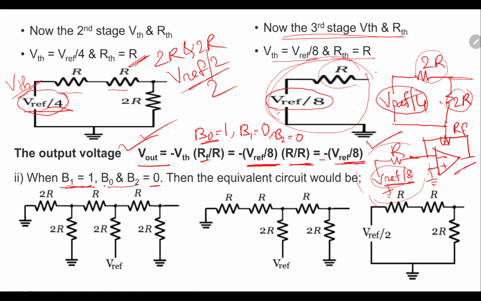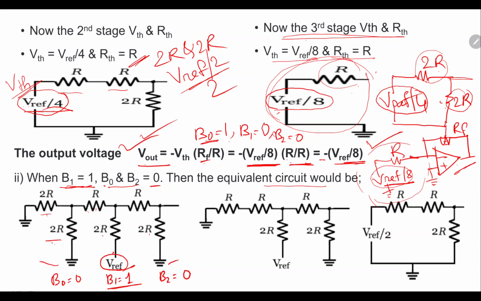So same here, you can check the equivalent circuit. Here the equivalent circuit has 2R, then in between we have R, 2R, R, 2R. Now what is the situation? My B0 is 0, B1 is 1 and B2 is 0. See, because B1 is 1, the V reference is applied to this input terminal. Now the switch will shift in such a way that the two terminals B0 and B2 will be grounded, and this B1 terminal will be connected to the V reference.